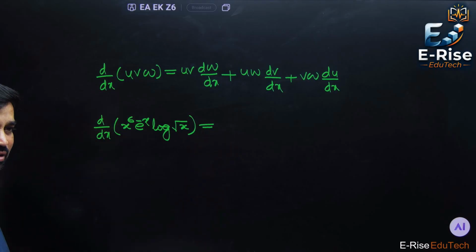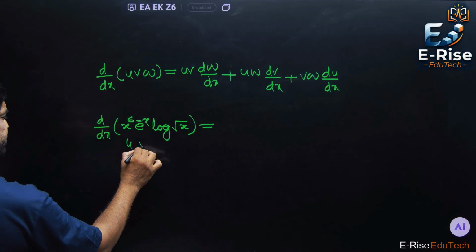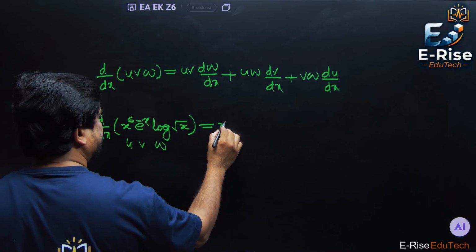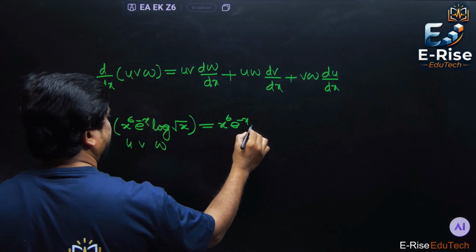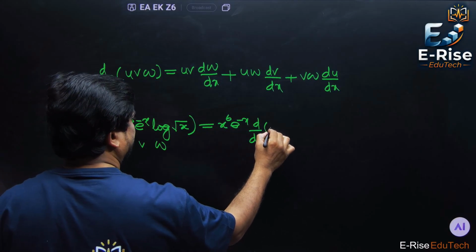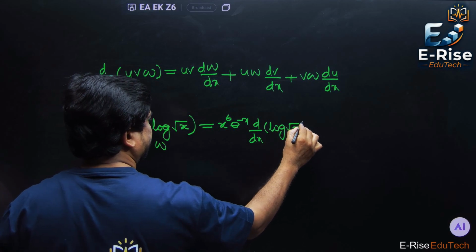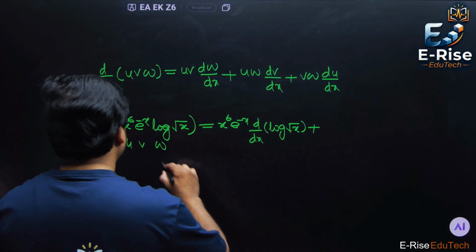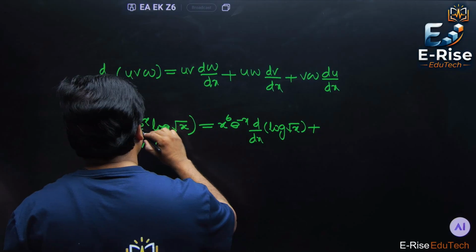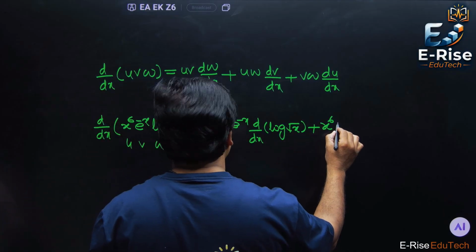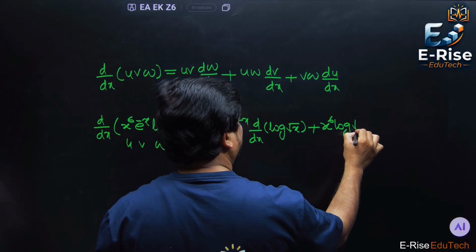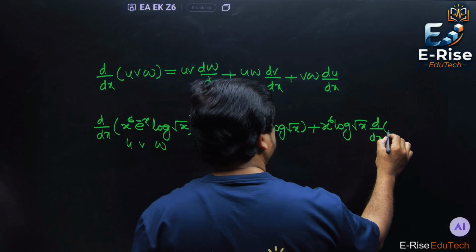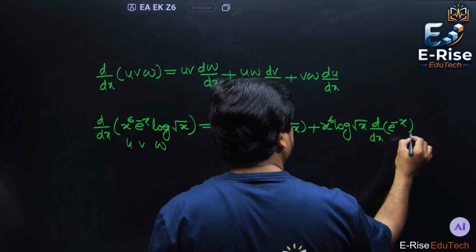All are needed internal differentiation. Suppose these are u, v, w. You can assume that. So for u, v first, no need to apply, right? Separate e power minus x into d by dx of log root x plus vw rest position. Vw is uw, uw rest. U is x power 6, w is log root x. Then d by dx of v, where v is e power minus x. Be careful about the internal differentiation.